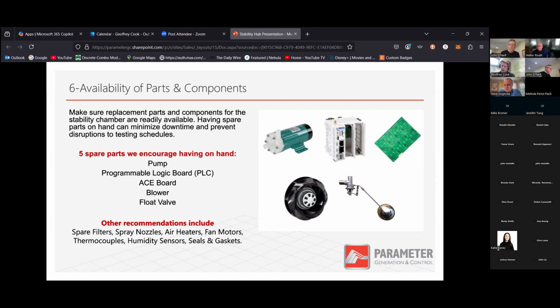Parameter actually just posted a blog article on this very topic recently on our website, humiditycontrol.com. Not all manufacturers are parts warehouses. Does your vendor stock spare parts for you? Can you include in your URS spare part availability for 5, 7, 8 years? And will your vendor provide that for you?